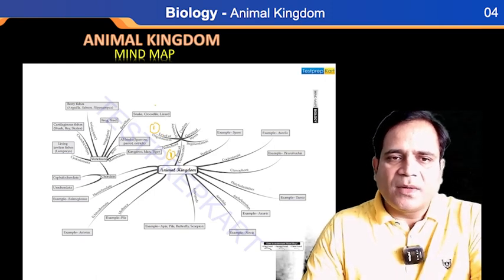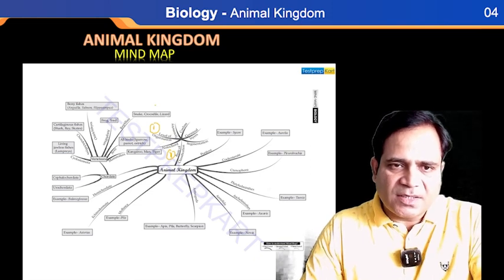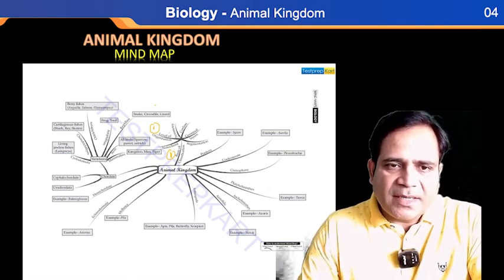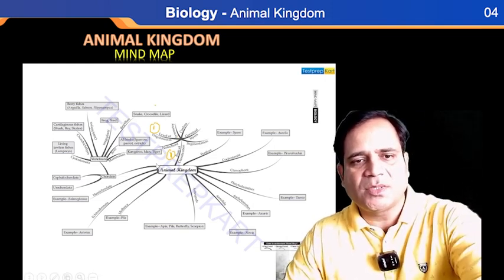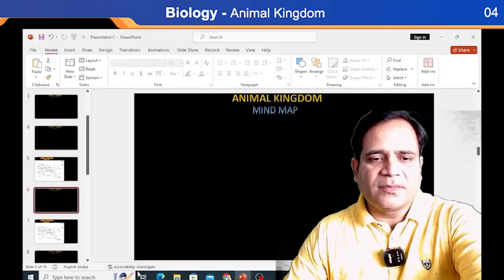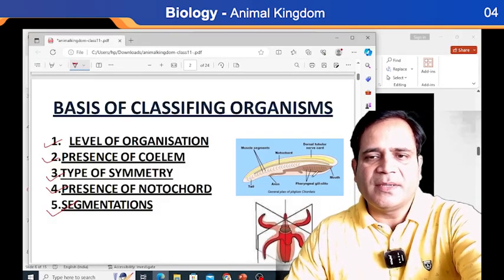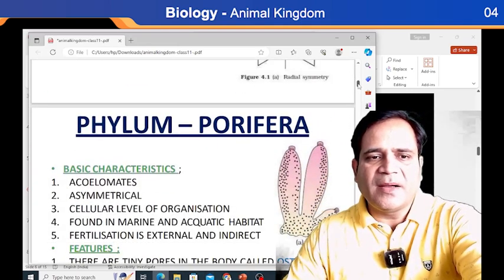Okay, now what about the symmetry? Here the basis of classification, number one is level of organization. Second one is, my dear, symmetry. If I'm talking about symmetry, how am I going to tell you about this? See this through a symmetry check. How am I going to tell you about the phylum Porifera?